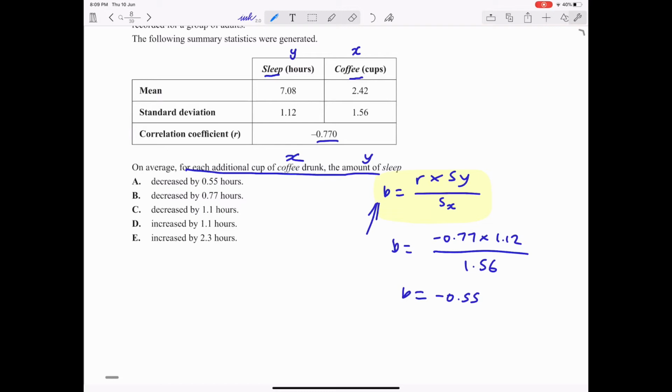So basically what this slope represents is that for every additional cup of coffee drunk, the amount of sleep will decrease, because the slope is negative as we can see, will decrease by 0.55 hours. So therefore A is the correct answer.